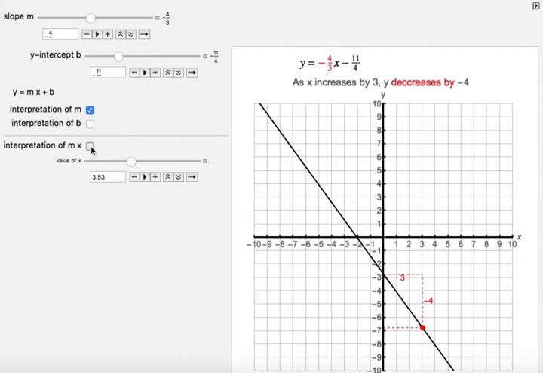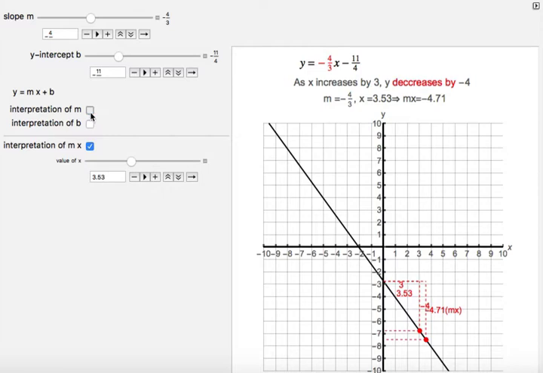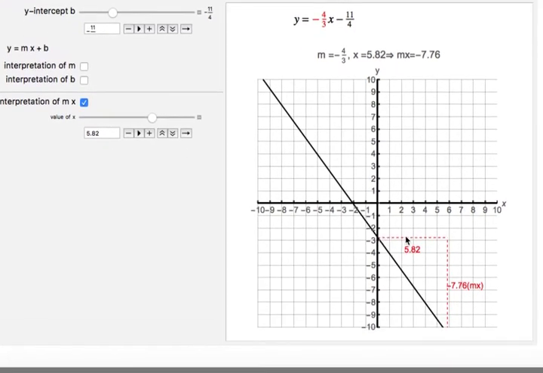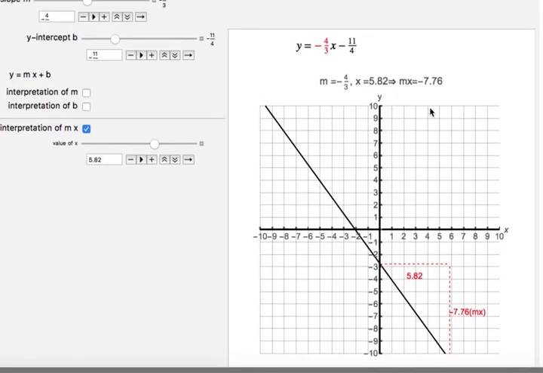Now, the interpretation of mx. This just says if we pick an x, say x is 5.82, for every increase of 5.82, we're going to get a decrease in y by 7.76, because it's just the slope times the x. So for every increase of 1 in x, we get a decrease in y by 4/3. For every increase of 4.19 in x, you get a decrease in y by 5.59. It's simply m times x, it's proportionate.